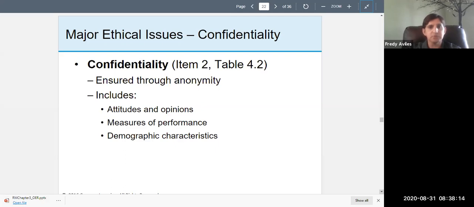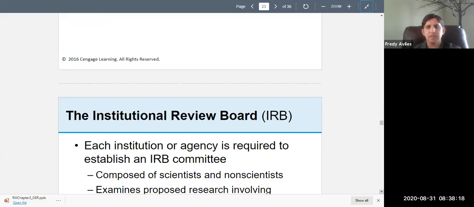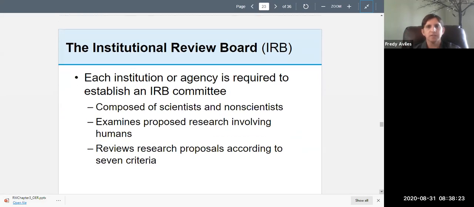That wouldn't happen, but you still need to keep the stuff confidential regardless, and keep the information under lock and key or in a server that's password protected. All that is part of the guidelines.